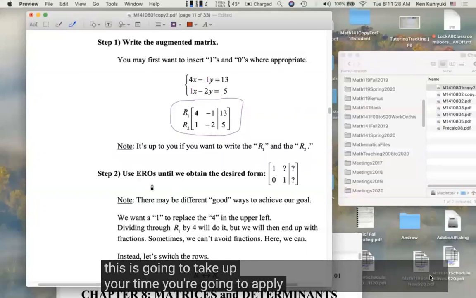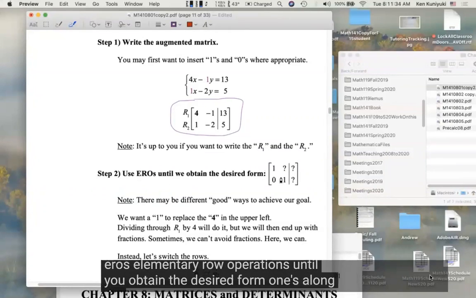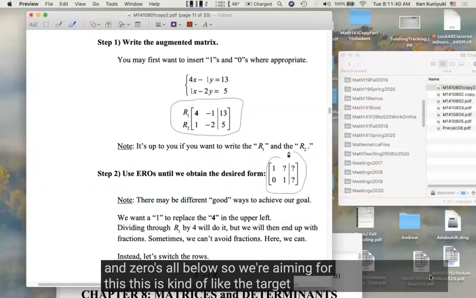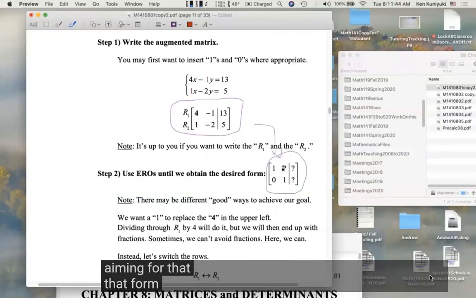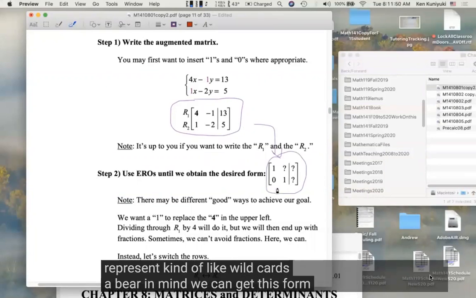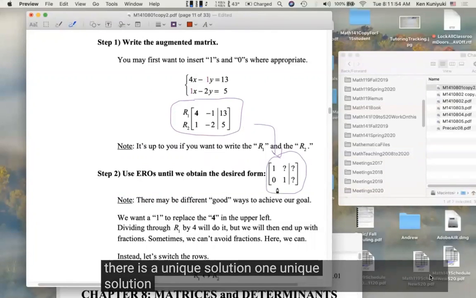You're going to apply EROs, elementary row operations, until you obtain the desired form. Ones along the main diagonal and zeros all below. So we're aiming for this. This is kind of like the target back in those trig identities. We're aiming for that form, where the question marks represent kind of like wild cards. Bear in mind, we can get this form if and only if there is one unique solution to the system.